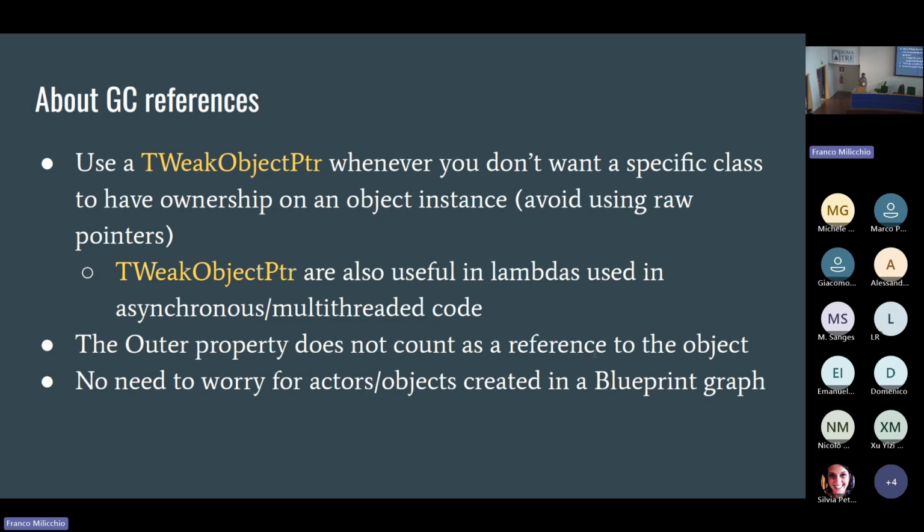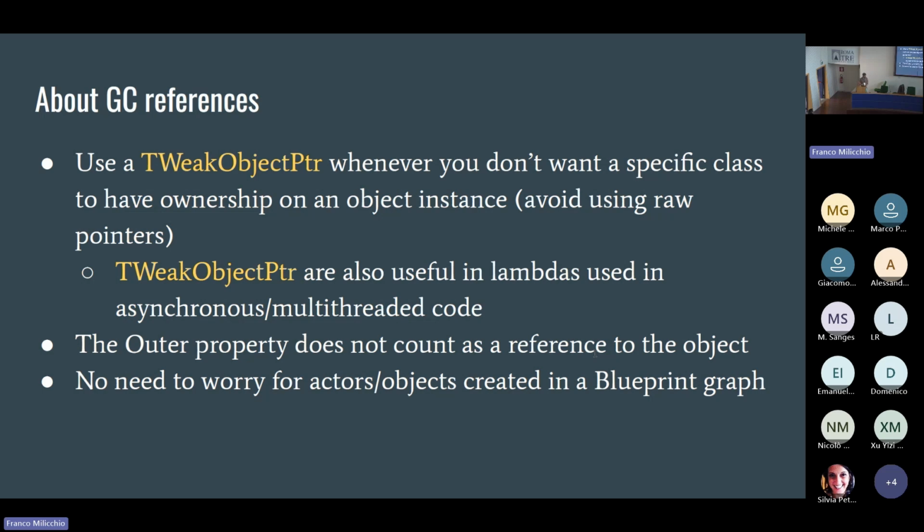You can use TWeakObjectPtr whenever you don't want a specific class to have ownership of an object instance. And I highly recommend to avoid using raw pointers. That brings chaos and pain, trust me. TWeakObjectPtr are also useful in lambdas for asynchronous or multi-threaded code. So instead of passing raw pointers, you should wrap your object pointers in a TWeakObjectPtr and check if it's still alive once you use it inside the lambda.